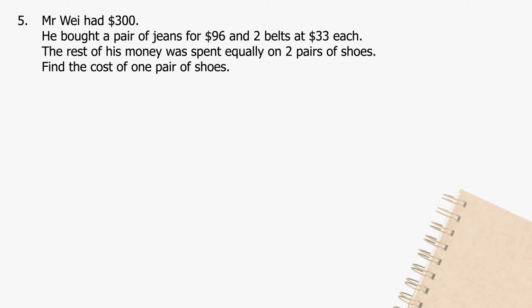Question 15. Mr. Wei had $300. He bought a pair of jeans for $96, and 2 belts at $33 each. The rest of his money was spent equally on 2 pairs of shoes. Find the cost of 1 pair of shoes.